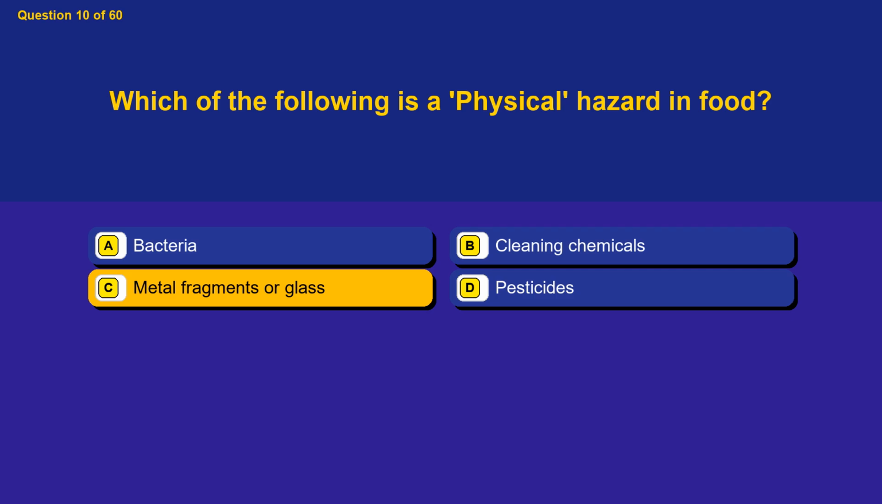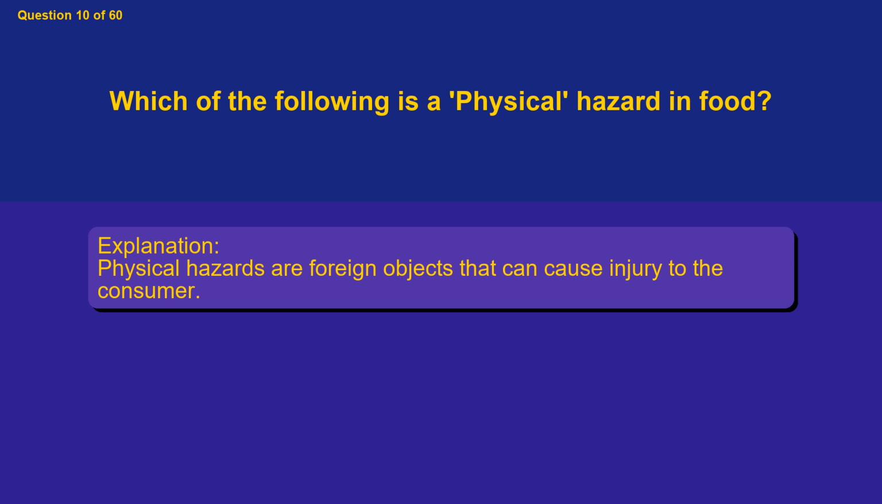The correct answer is option C, metal fragments or glass. Physical hazards are foreign objects that can cause injury to the consumer.